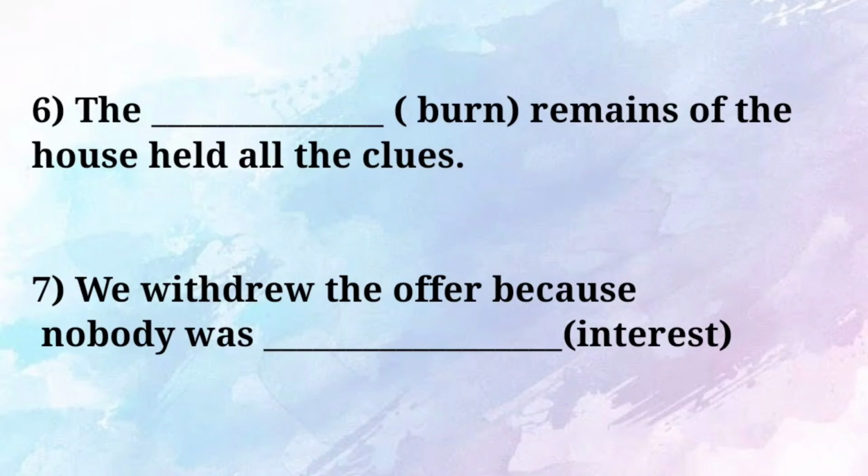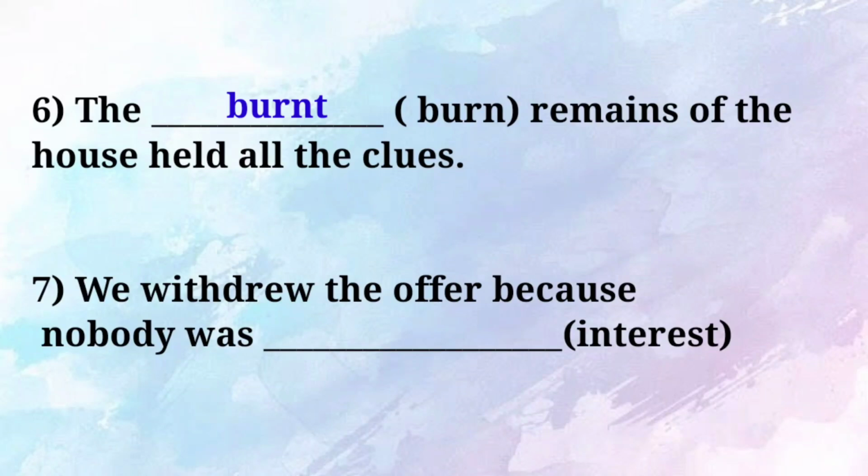Sixth question. The dash remains of the house held all the clues. In the bracket, burn is given. Okay, you know that burn forms the past participle as burnt. So it changes into burnt. Now look at the last question.